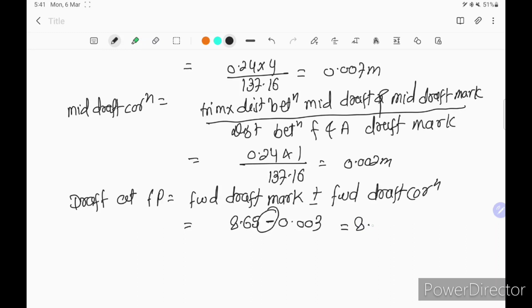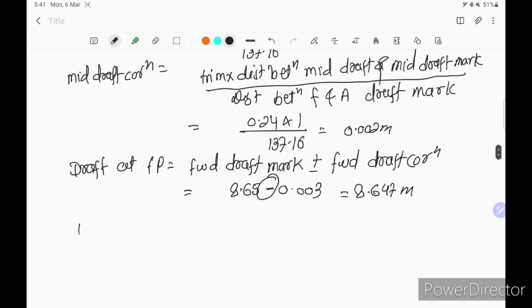Because the vessel is trimmed by stern and the draft mark is also toward the stern, it is negative. If it is on the opposite side, it will be positive. We'll see in the draft at aft perpendicular: our vessel is trimmed by stern and the forward draft mark is forward of the aft perpendicular. So in that case, we write the aft draft mark formula.